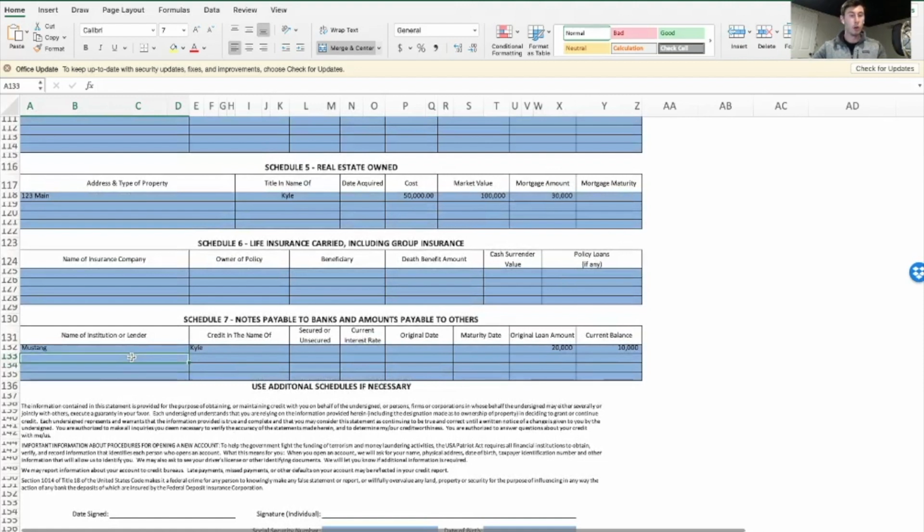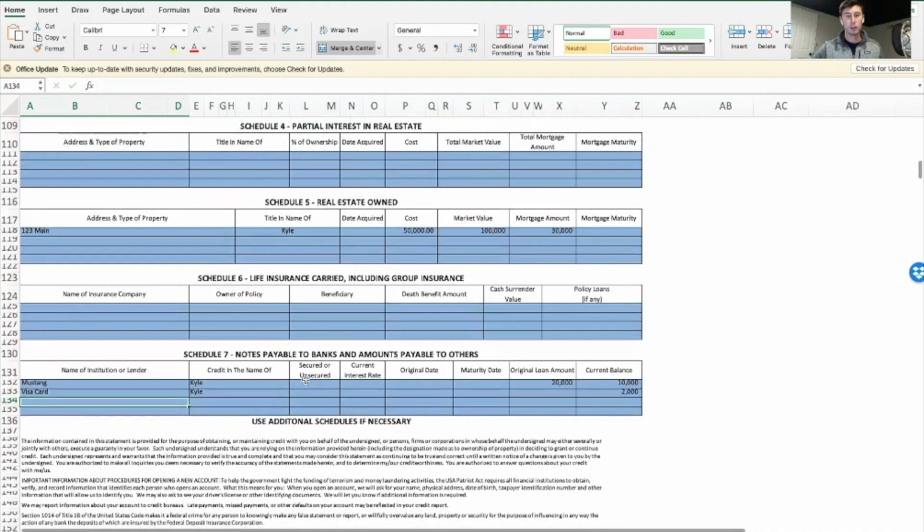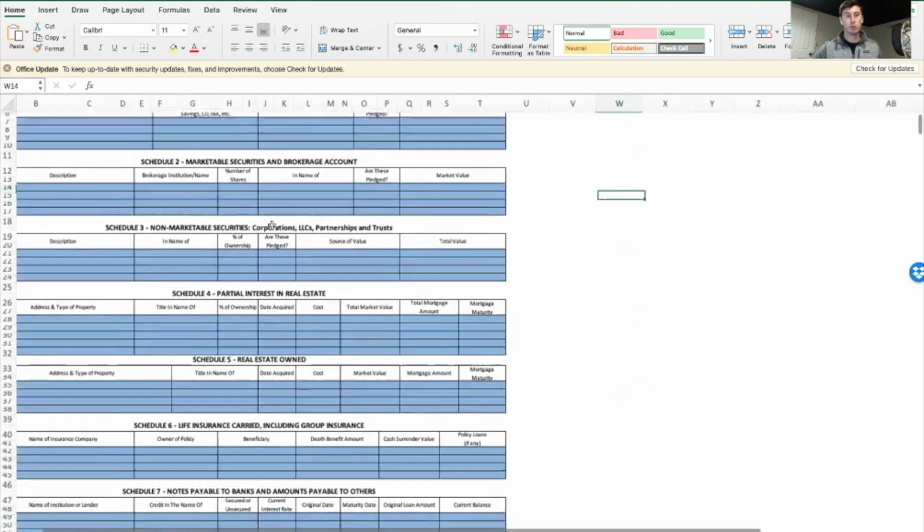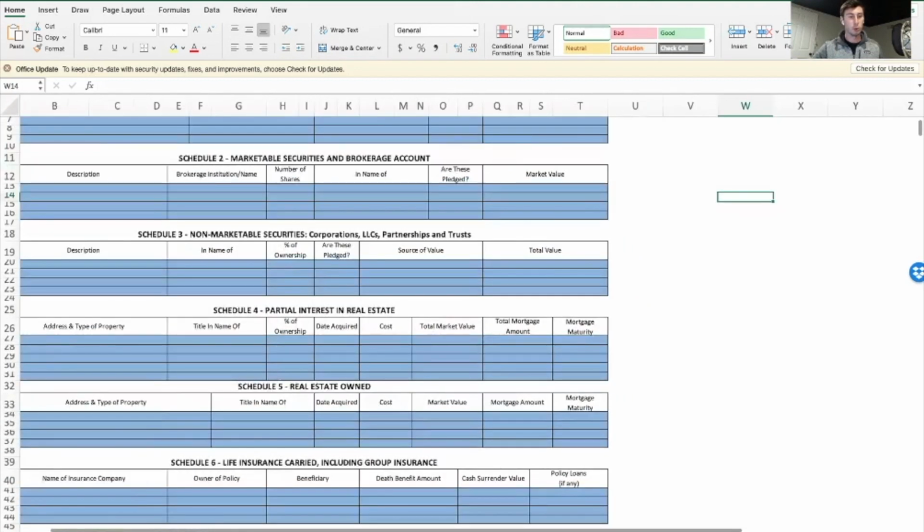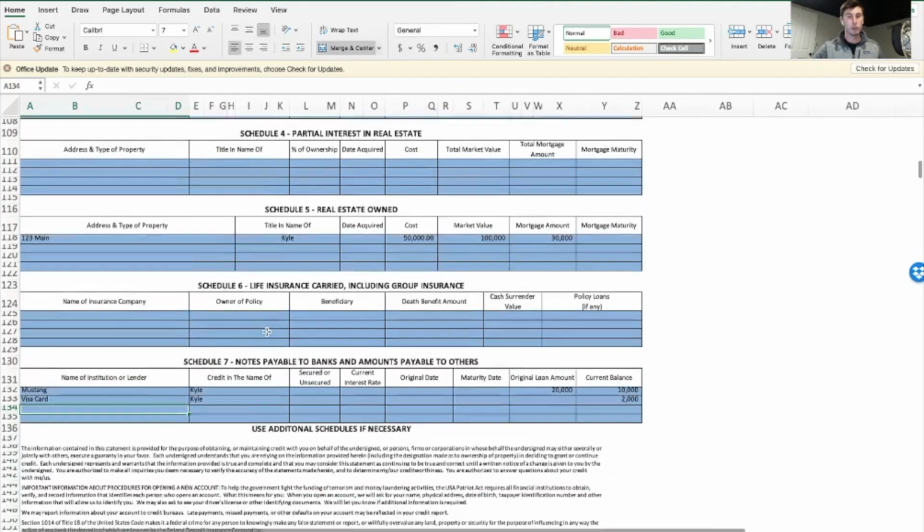Let's say we owe money on a credit card. So Visa card, Kyle, and then what is your balance on the card? If it's 0, that's great, but most people probably have a balance. So let's just say we owe $2,000. Now, if you do not have enough room when you're filling these out, it does come with additional schedules, but for this purpose, we don't need to fill those out.